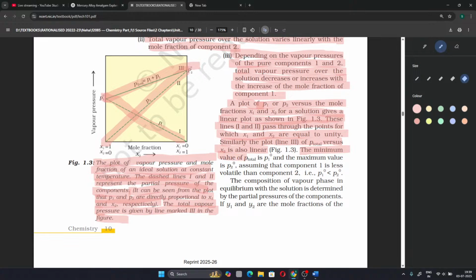The minimum value of P total is P1 pure, and the maximum value is P2 pure, assuming component 1 is less volatile than component 2, that is P1 is less than P2. Okay, fine.